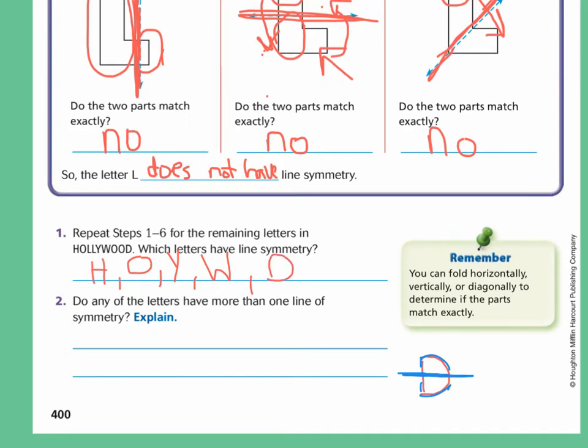So Hollywood actually has lots of letters with lines of symmetry. And then we prove that. Number 2, do any of our letters have more than one line of symmetry? There were 2 of them. So we had our first 2 actually. So you have H and O have more than one line of symmetry.